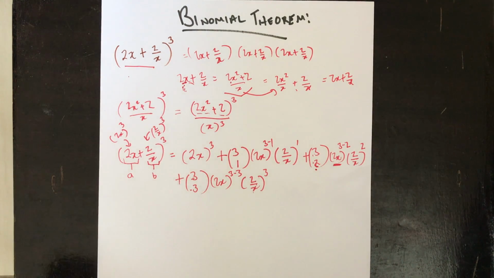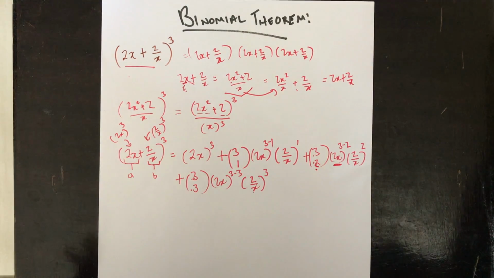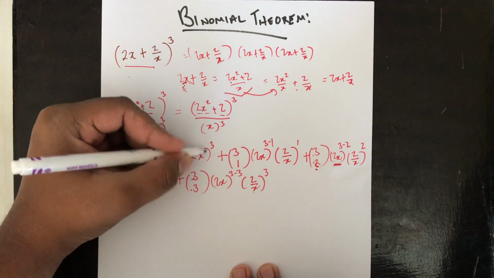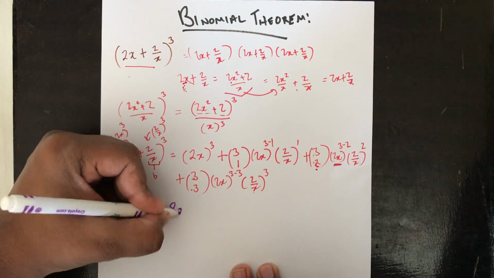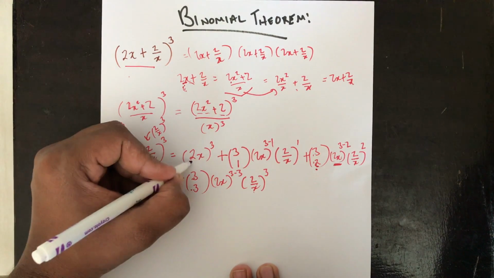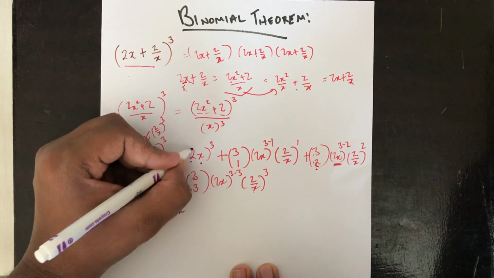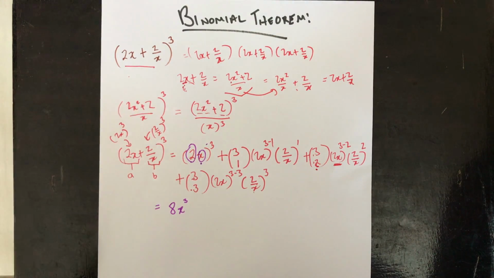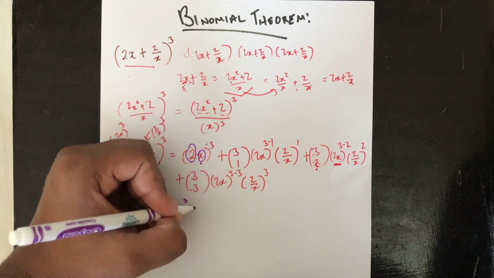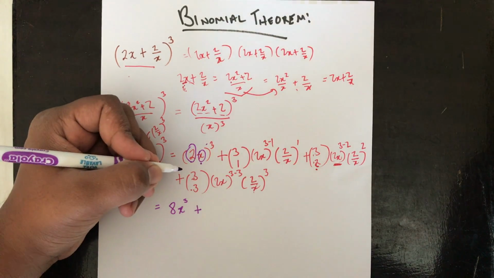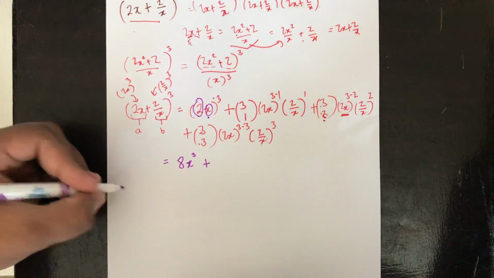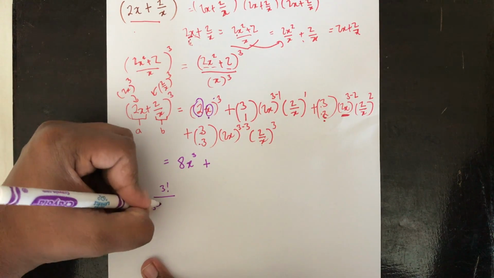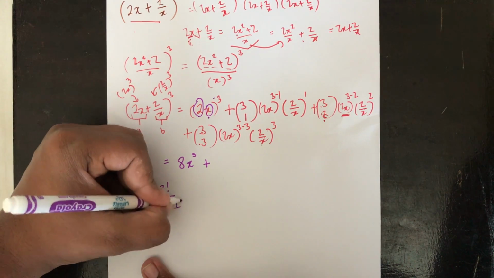So again, let me start expanding this. We've got this long thing to do, so let's start. (2x)^3 is the same as 8x³. Remember, if you have 2x, you'll have to power the 2 by 3 and you'll also have to power the x by 3. So it's 8x³ + 3 choose 1. What is 3 choose 1? Let's solve this. We have 3 and 1 here, and this is the same as 3 factorial over (3 minus 1) factorial times 1 factorial.